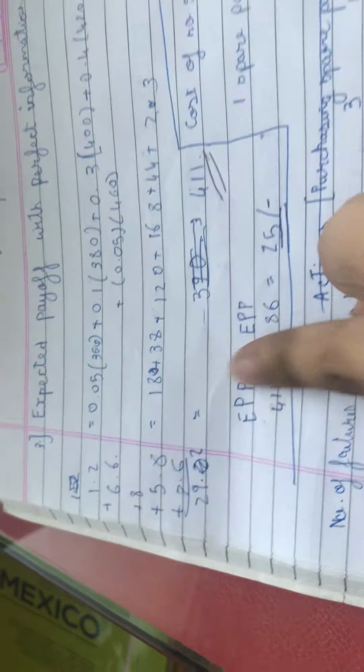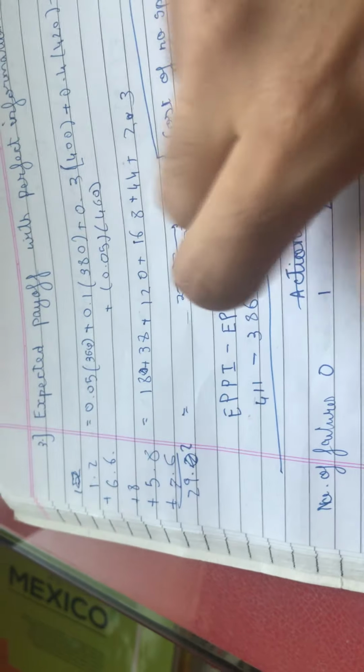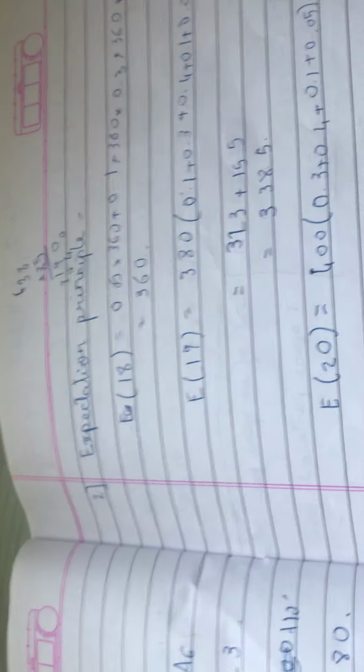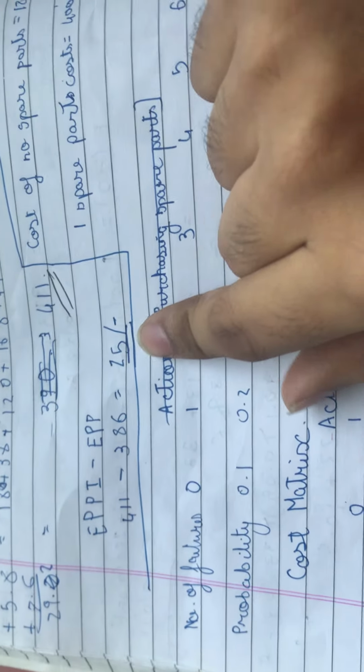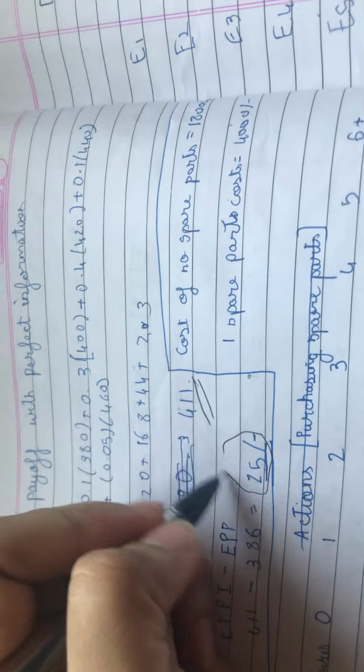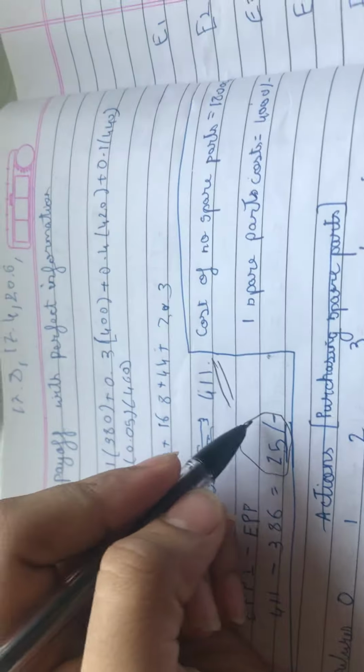Meaning we know for sure this is going to happen. But when we use the expected principle with only normal information, we don't know which is going to happen. We just know the probability of it. So that is 386. So this subtraction, 25 rupees, this is very important. 25 rupees is the value which is your cost of information. So what does it mean? If I am paying 25 rupees, then my profit increases from 386 to 411, which means that I am increasing my profit by 25, but at the same time I'm paying 25 for it. So my net effect is going to be 0.